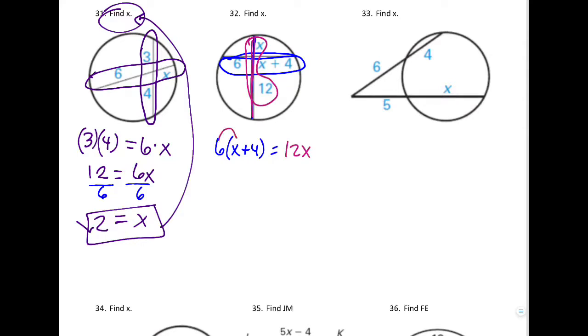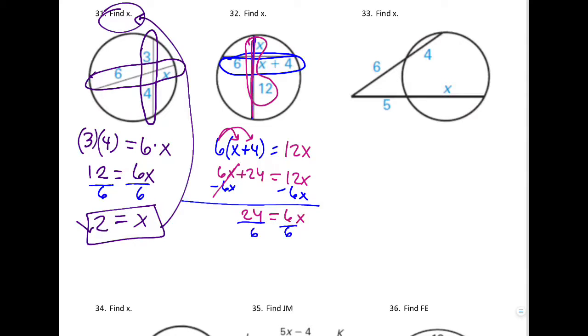So now if I distribute, I'm going to get 6x plus 24 equal to 12x. And then I'm going to subtract 6x from both sides, and that'll give me that 24 is equal to 6x. And then if I divide both sides by 6, I get x is equal to 4. Now, just looking up, it did only want us to find x, so I'm done at that point.